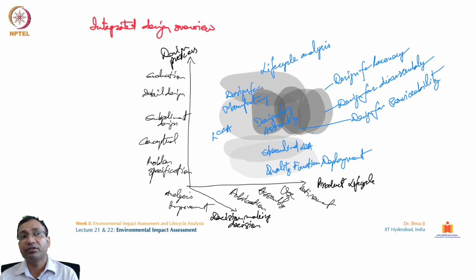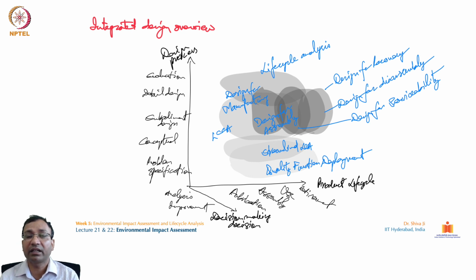On the Y dimension, it talks about analysis and improvement, majorly the decision making capacity. And on the Z dimension, it talks about the design process. So what is the problem specification, what is the conceptual design, what is the embodiment design, what is the design detailing, and what is the evaluation, etc.